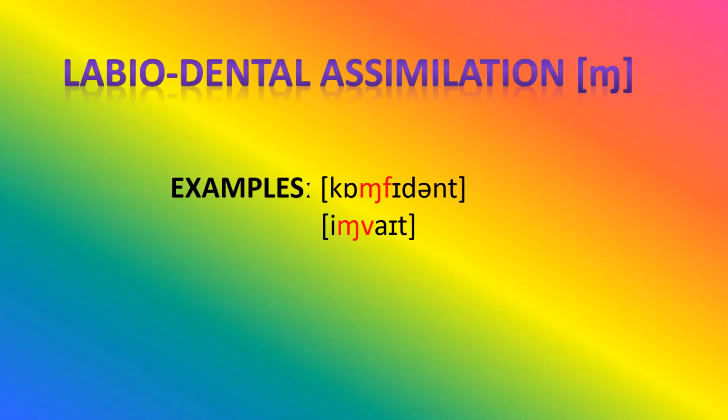Labiodental assimilation affects the alveolar and bilabial nasals when they are followed by the labiodental fricative. It is an instance of assimilation of place, and what we do is to articulate the nasals with the upper teeth and the lower lip.